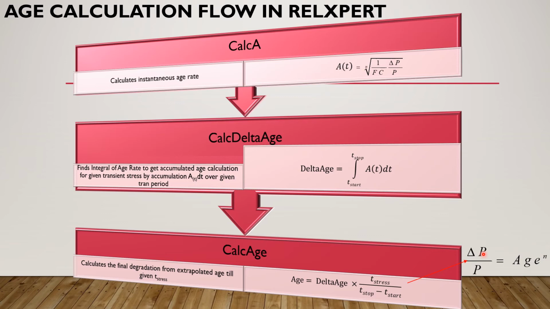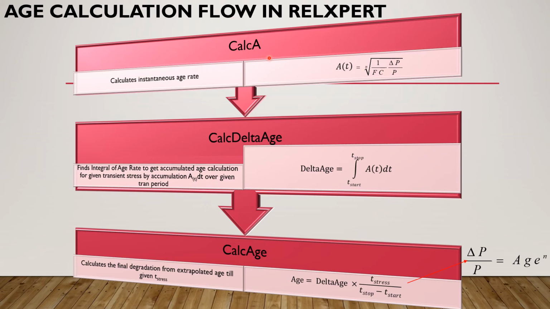So delta P by P in case of HCI will be delta VTH by VTH, which will have some age, and then delta U0 by U0, which will have another age. So ultimately you will get delta VTH and delta U0, right? This is how, in short, age is calculated in RelExpert, according to this particular flow.